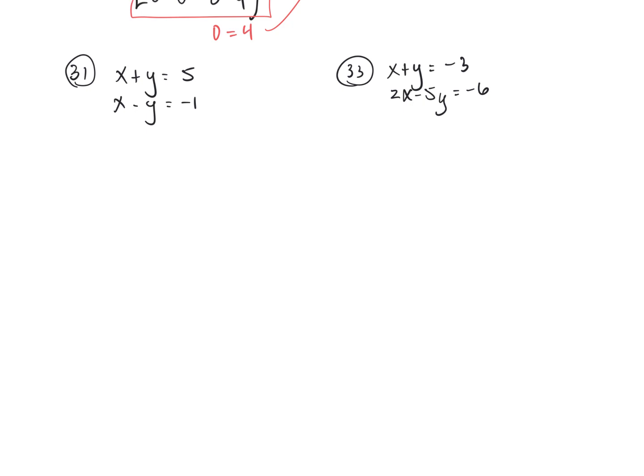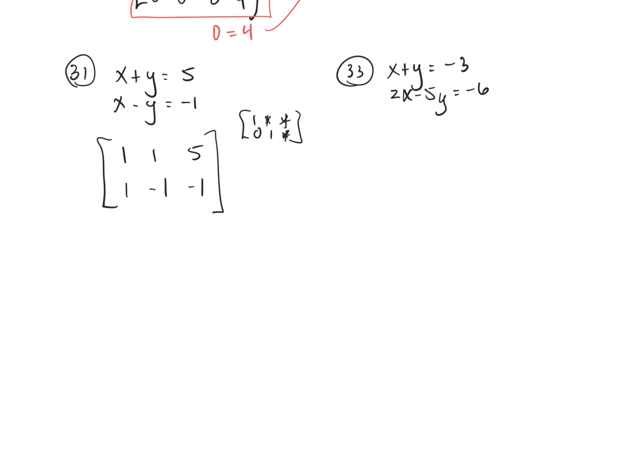The directions say use row operations on an augmented matrix to solve each system. Round to the nearest thousandth when appropriate, so they want us to round to 3 decimal places if necessary. Looking at 31, we're going to set up our matrix first. It would be 1, 1, 5, 1, negative 1, negative 1. Remember, we want our matrix to look like this: we want 1s on the diagonal, and we want 0s underneath those diagonal ones.